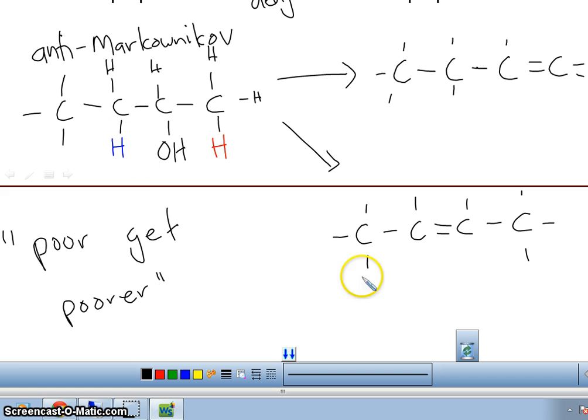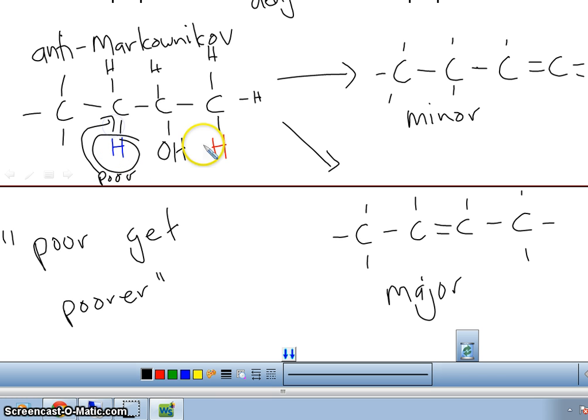So this one's going to get poorer, so therefore this will be the major product, and this will be the minor product. Okay, so this carbon is poor. So that one's going to come off more than that one. Okay, anti-Markovnikov. Weird.